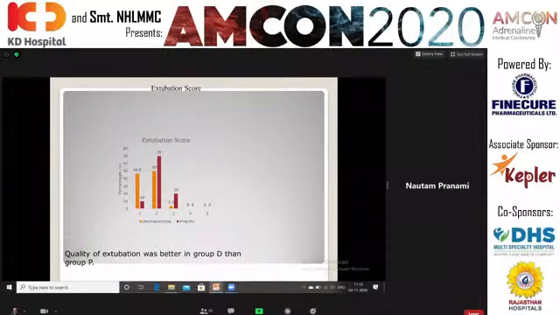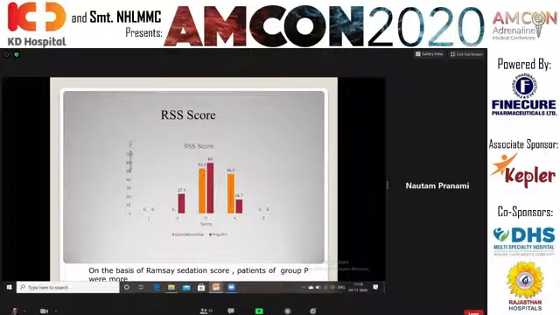Extubation score is better in group dexmedetomidine than propofol, as this chart suggests. And the last chart, the Ramsay sedation score: the patients of group P were more drowsy than group D, but responding to verbal command.